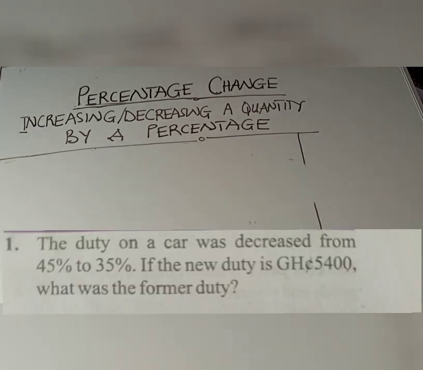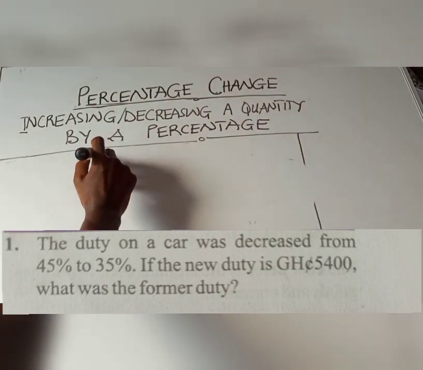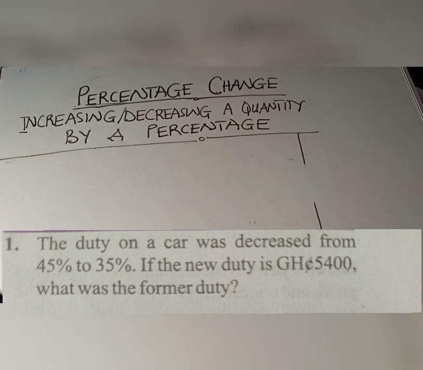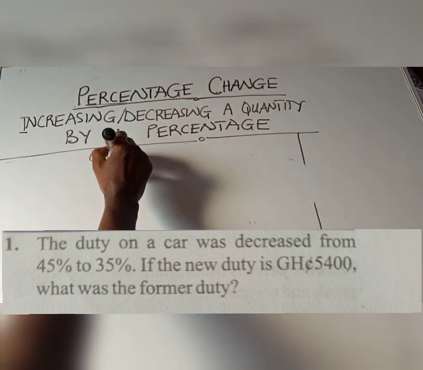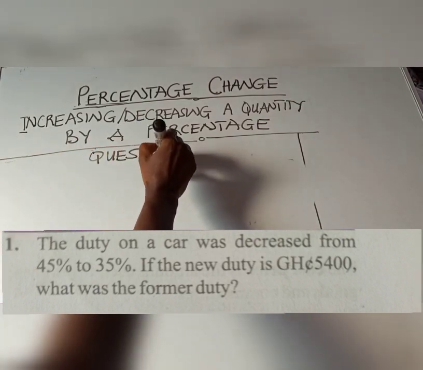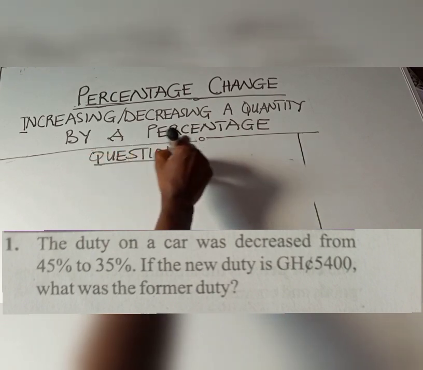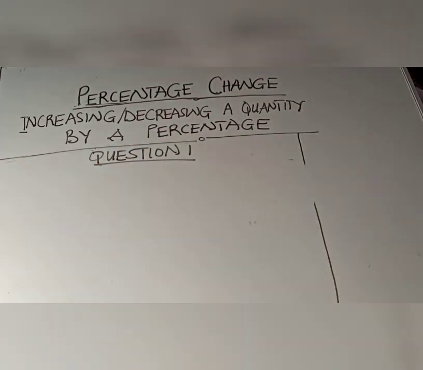Now, from the screen, the first question says that the duty on a car was decreased from 45% to 30%. If the new duty is 5,400 cedis, what was the former duty? All right. So as we can see, this is the first question.